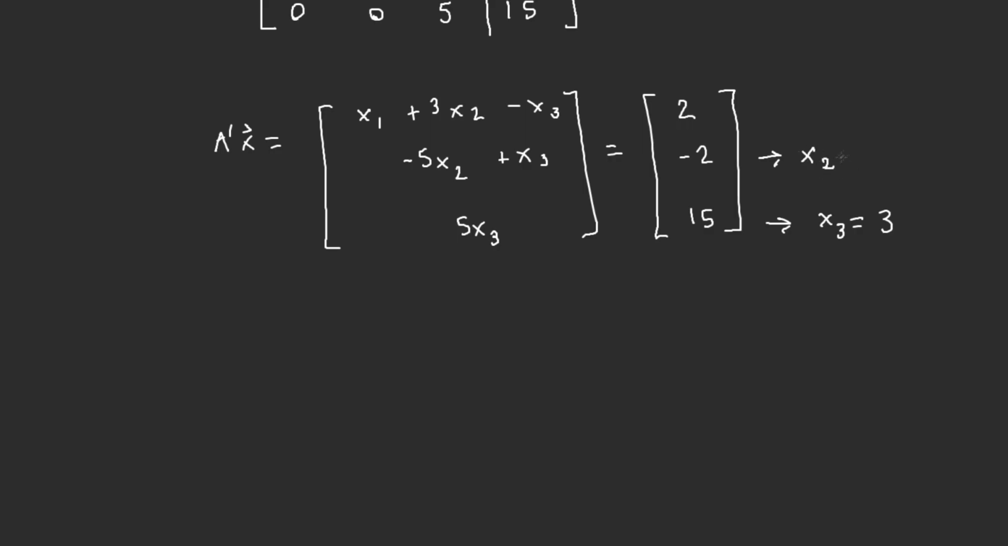And now we know x3 and we know x2, and so we can plug those values into the first equation here. We get x1 plus 3 minus 3 equals 2. And that's exactly the same as x1 equals 2. And this gives us a solution to the system of equations.